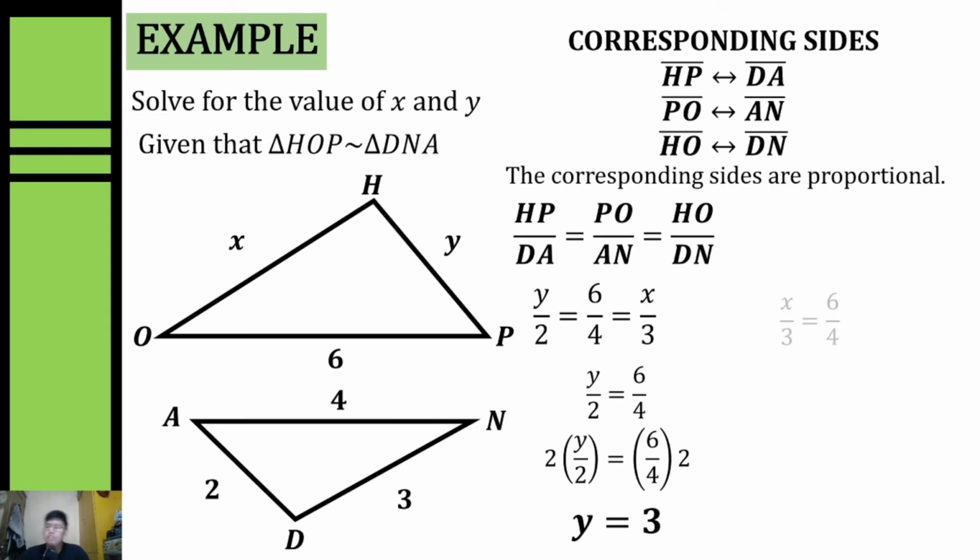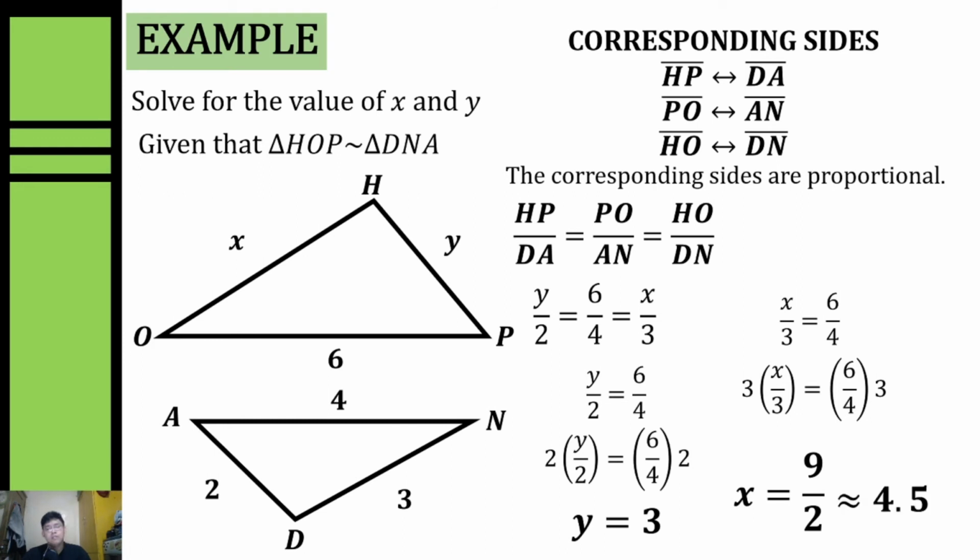Then let's proceed to solving for the value of X. Now again, we will just pair X over 3 to our complete fraction 6 over 4. Okay, then we multiply both sides by 3. Then simplify, we will have X is equal to 9 over 2, which is 4.5. Okay, so our dimensions for X and Y will be 4.5 and 3.